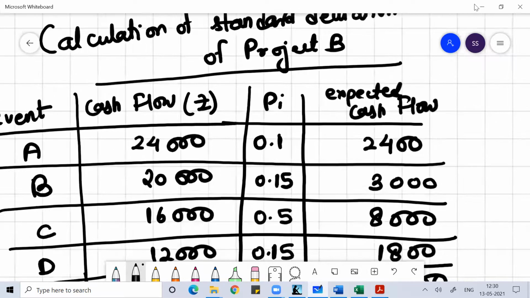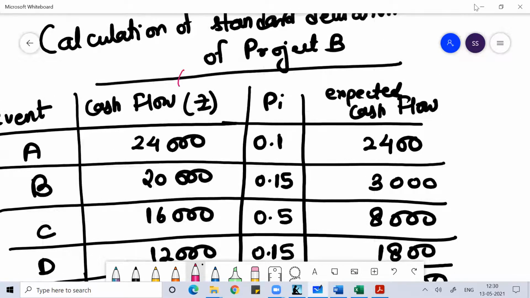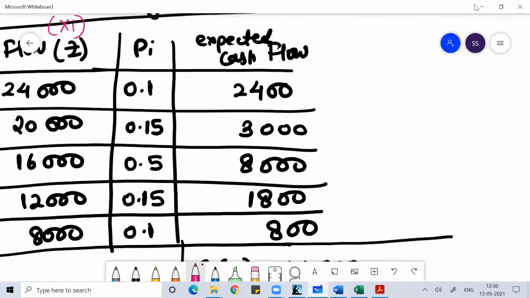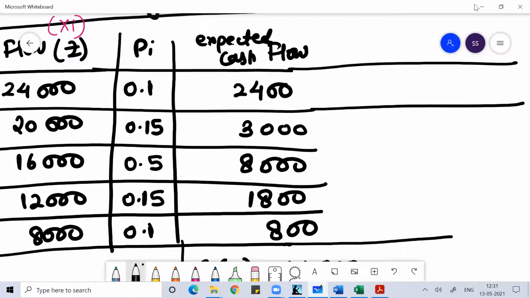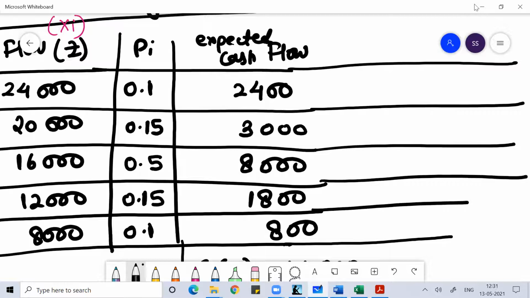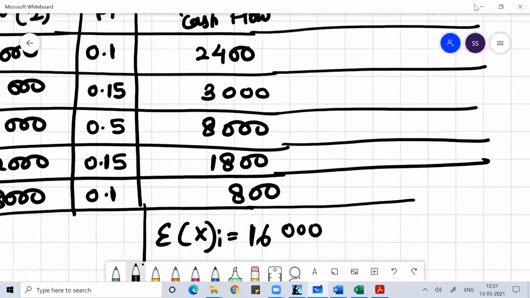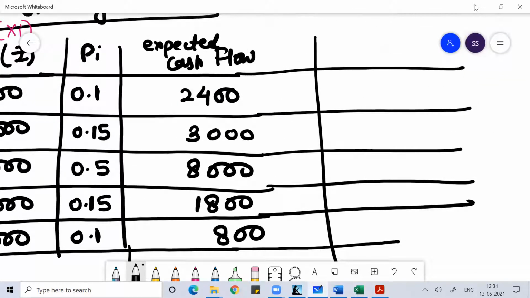These cash flows, I'm using a symbol called Xi for them, and I got their expected cash flow. Once I get the expected cash flow, I can find the difference between the cash flows and the expected cash flow, that is Xi minus E(Xi). No need to do the sum of this, because the sum of this will be zero only. That is a property of average.